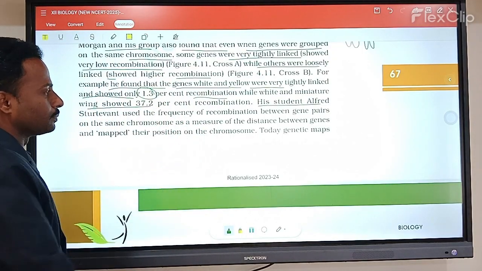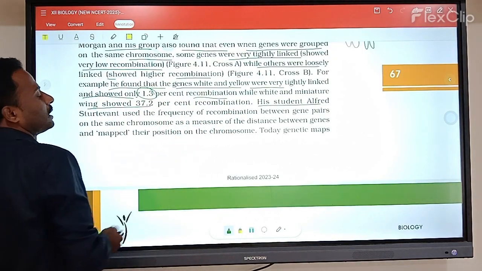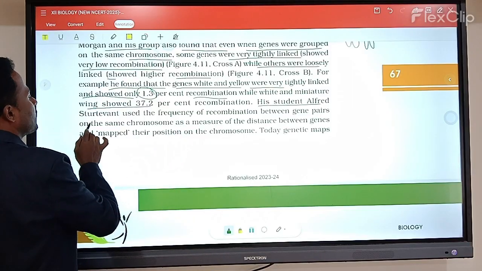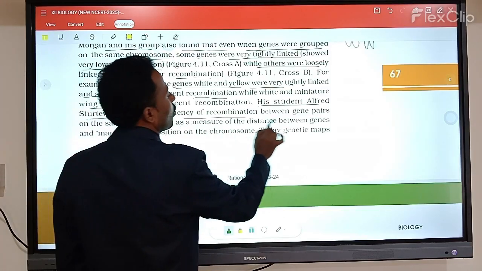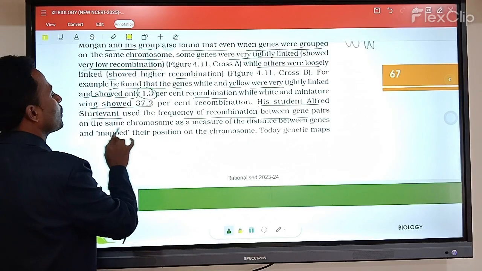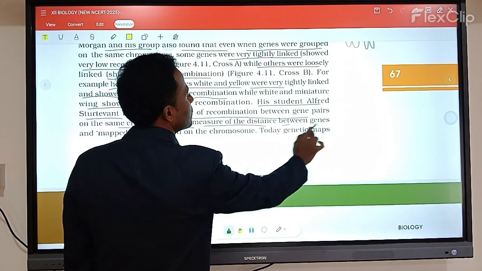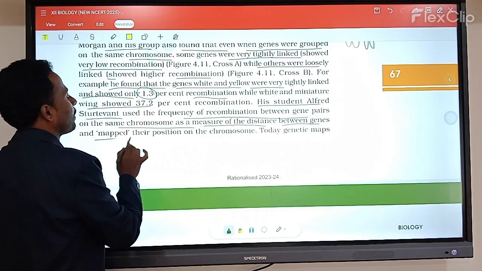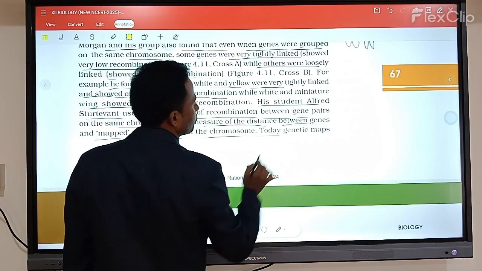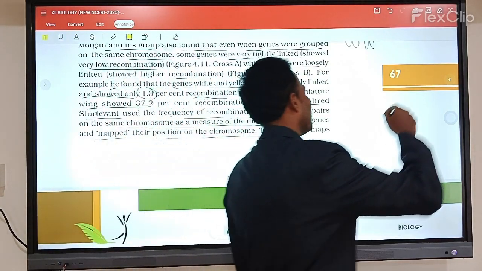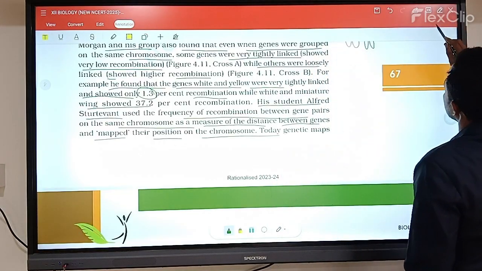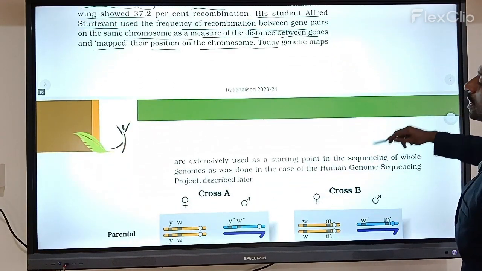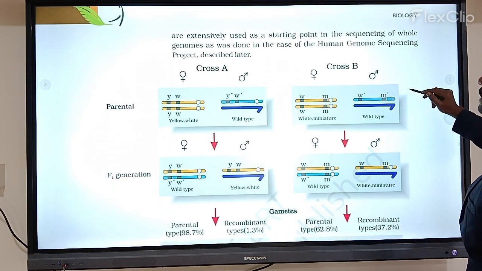Next, Morgan's student Alfred Sturtevant used the frequency of recombination between gene pairs on the same chromosome to measure the distance between genes and map their positions on the chromosome. This is called genetic mapping. The scientist who explained this mapping was Alfred Sturtevant.